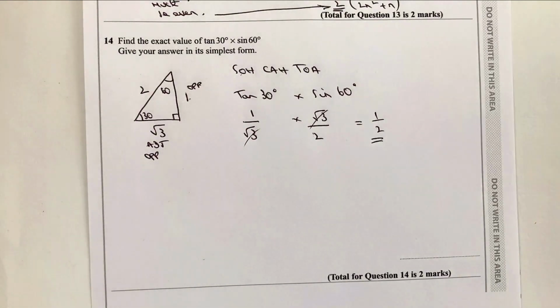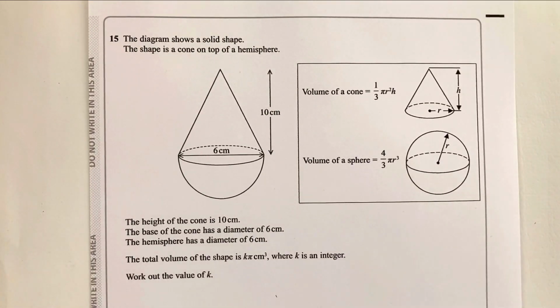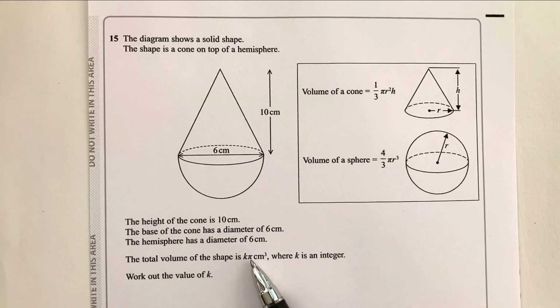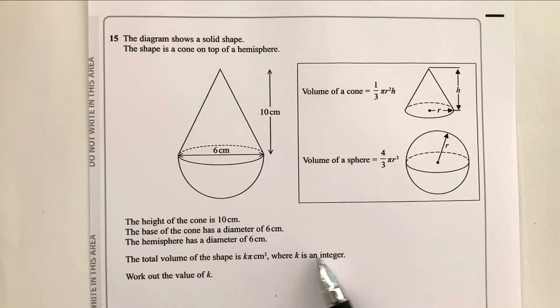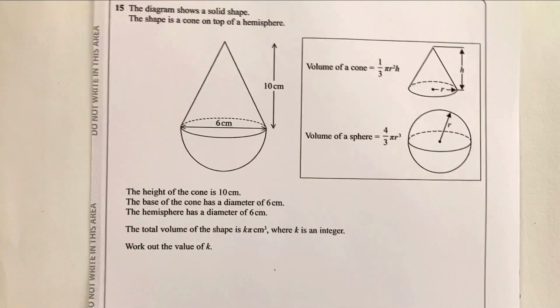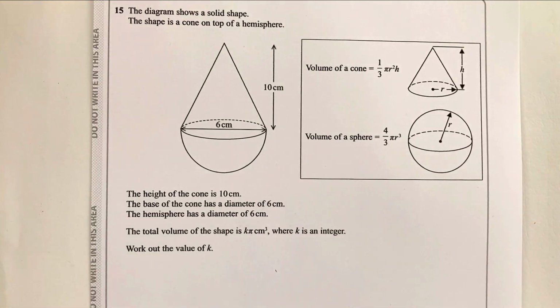Let's move on then to question number 15. In question number 15, we have a hemisphere and a cone that's been put together. And we're told that the total shape is k pi centimeters cubed, where k is an integer. So really all they want us to do is work out the volume, because the volume is going to be k times pi. So when it says work out the value of k, don't get too phased by these things. This is just a whole number.